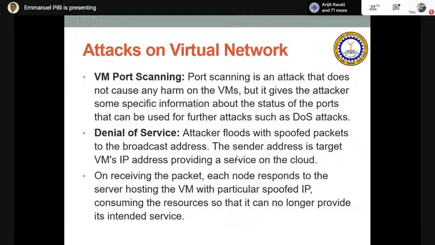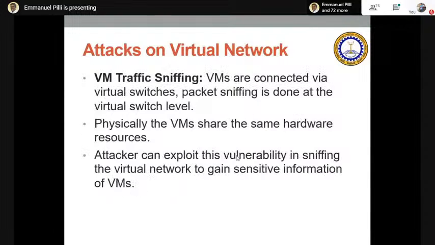Then denial of service attacks: attackers can flood with spoofed packets, using the broadcast address, where the sender's address is the target VM's IP address providing a service on the cloud. On receiving the packet, each node responds to the server hosting the VM with the particular spoofed IP, consuming all the resources so that it no longer provides its intended service. So we bombard one particular system and make the system unavailable, and a denial of service attack is launched on that.